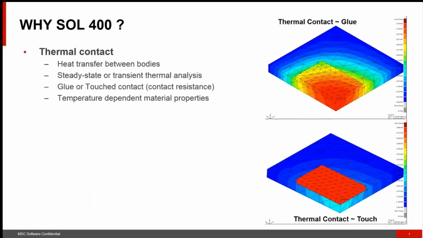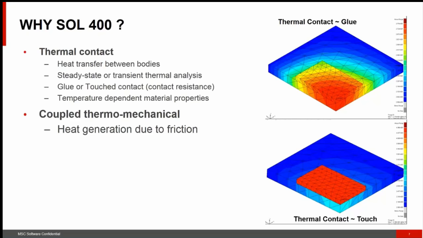For the glued one, you can see the temperatures are very continuous across the interface due to the contact. And as far as the touching one, you can use a touching contact to simulate the contact resistance between the bodies. You can see here that there is a temperature drop between the two parts when we're using touching contact.